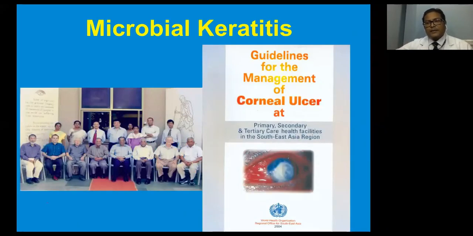There is an excellent source on the internet, which is a WHO document for guidelines for the management of corneal ulcers at primary, secondary, and tertiary levels in the Southeast Asian region. This document is available for free download on the internet. You can refer to it. It very typically identifies those conditions that can be treated at a primary level compared to those that can be treated in the secondary level, and then those which need early referral or urgent referral to tertiary care practice.